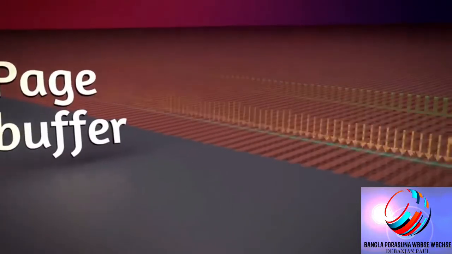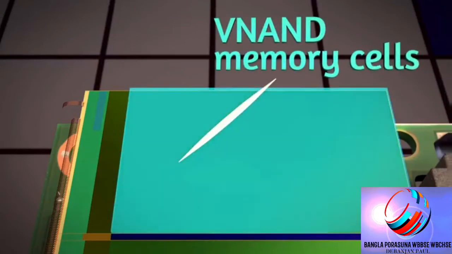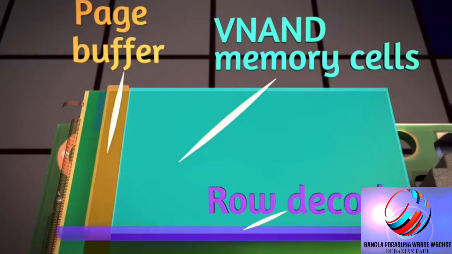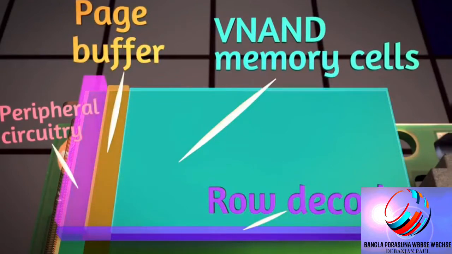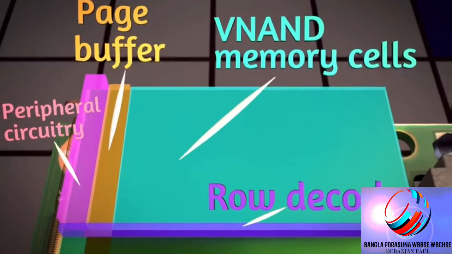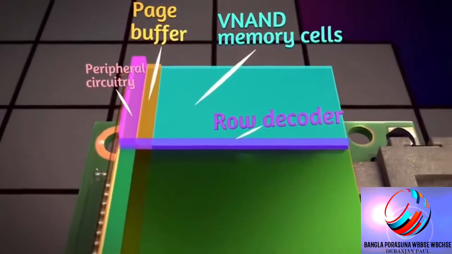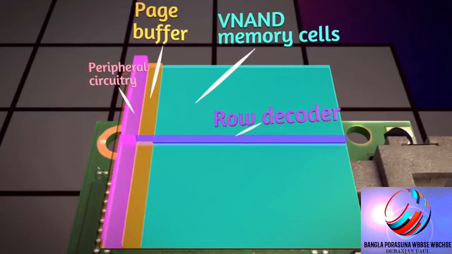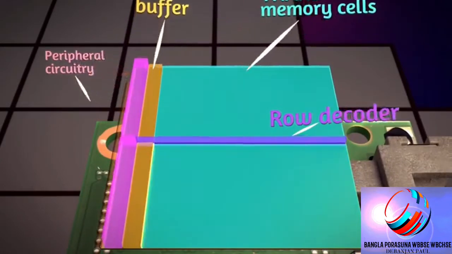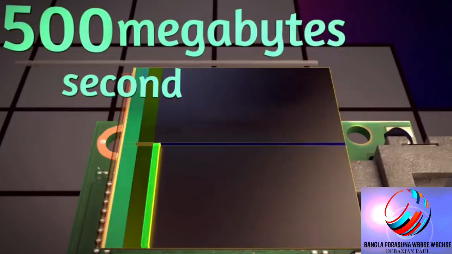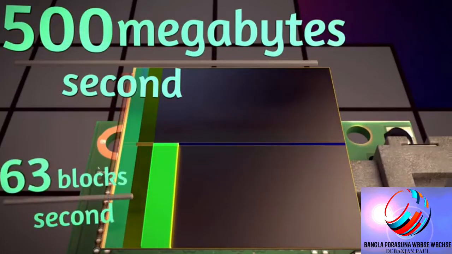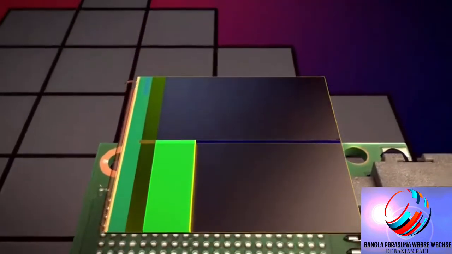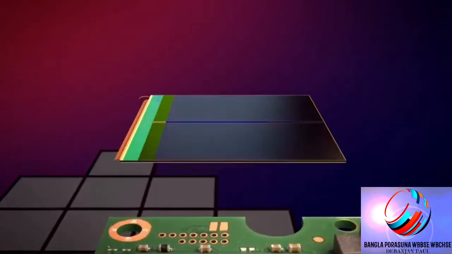Let's transition to see what an overall chip might look like. Here we have the arrays of 3D memory cells, the row decoder, and the page buffer at the bottom. Additional peripheral circuitry can be found here for supporting the chip. In order to fit more capacity, engineers copied this layout onto the other side. This chip can read or write at a rate of around 500 megabytes per second. That means that it can read from or write to around 63 blocks every single second. That's incredibly fast.